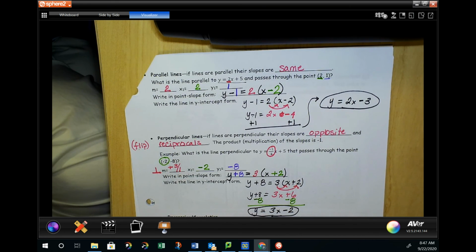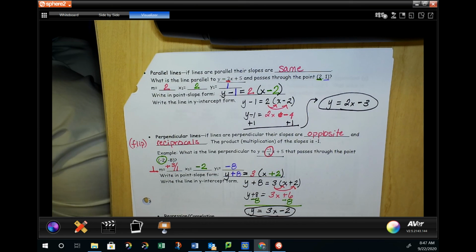So this line right here should be perpendicular to this equation right here. When you do this, you can test it, and remember that perpendicular means that they're going to make a 90-degree angle.